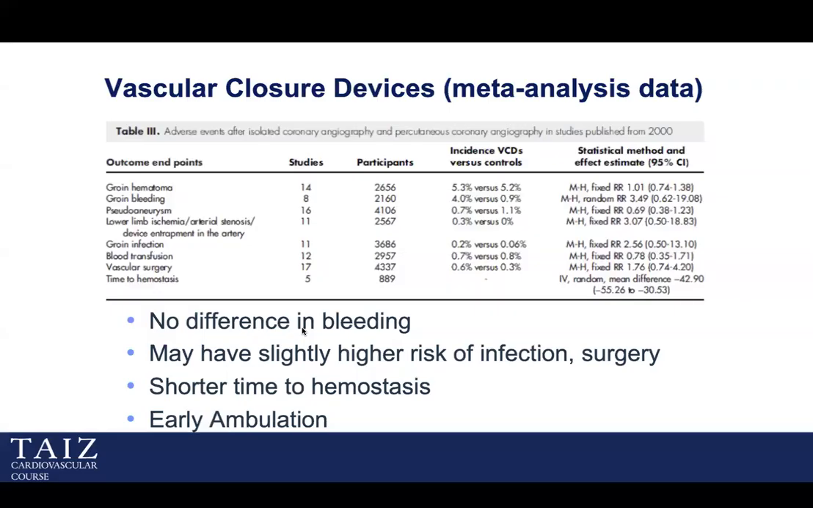But you have to understand that these studies were done before the era of large bore access. Now with large bore access, it's very important to consider using closure devices because it helps with these large bore holes.